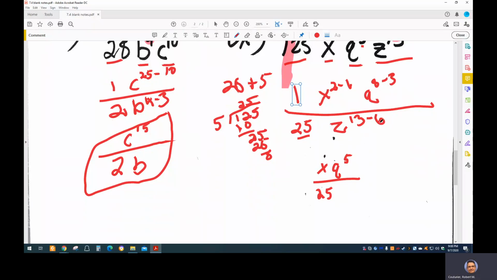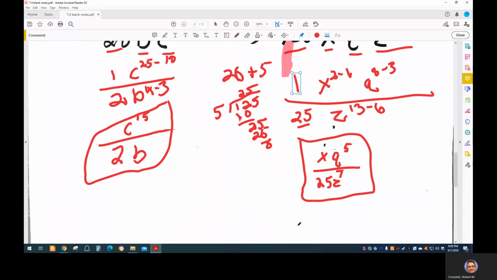This is simple math. You're going to have 6, 7, 8, 9, 10, 11, 12, 13, so 7. If you have to use the fingers, I guess you could do it. I won't be upset. I just want you to get the problem right so that we pass that EOC test. There you go. X times q to the 5th power divided by 25. Z, don't forget to put your variable in. Z to the 7th power.